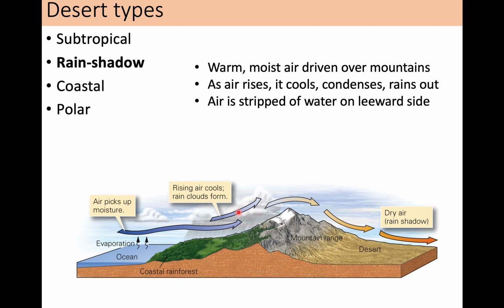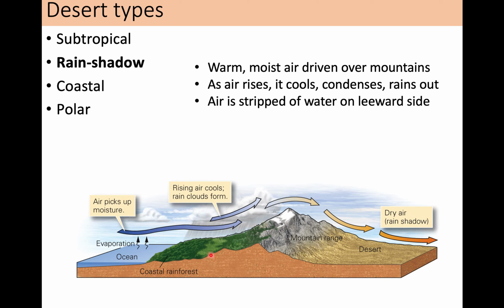As it moves up the mountain, the air is forced upward vertically. It's going to actually cool down and it will condense and start to rain. So on one side of this mountain, there's going to be a lot of rain, there's going to be a lot of moisture, because as that air rises up, it's going to condense and all of the water will fall out.